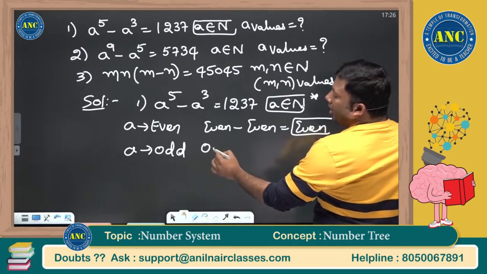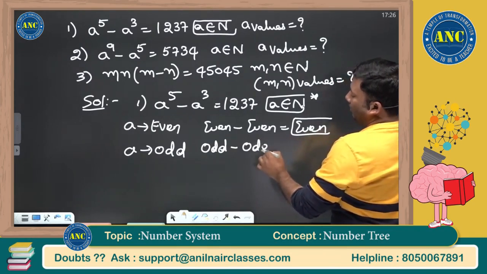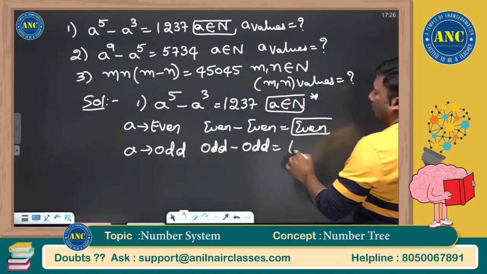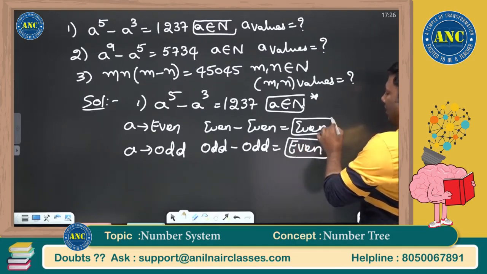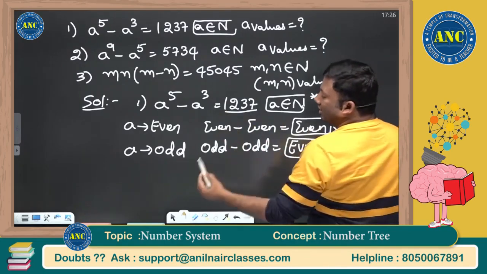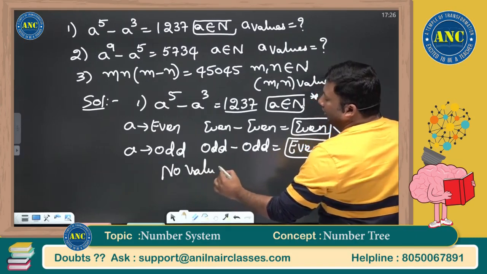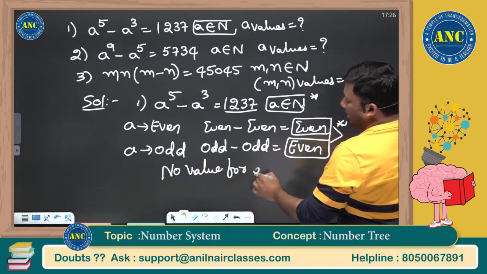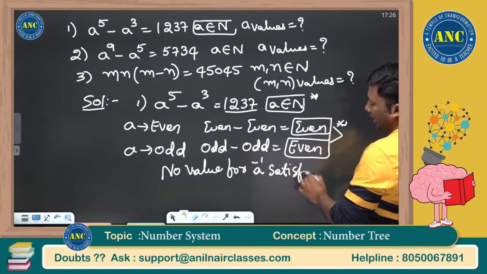Odd number power any number is an odd number. Odd minus odd is nothing but an even number. On the right hand side we got an even number, but 1237 is an odd number. So the answer is no value for A satisfies the equation.